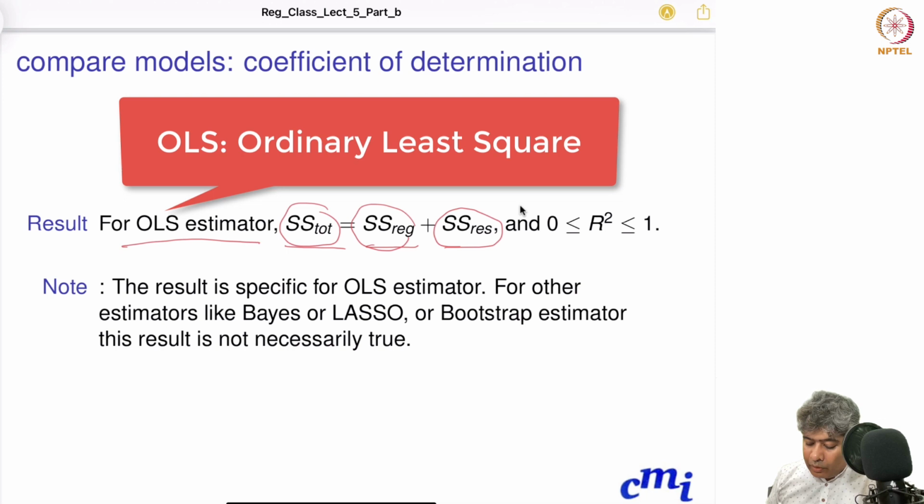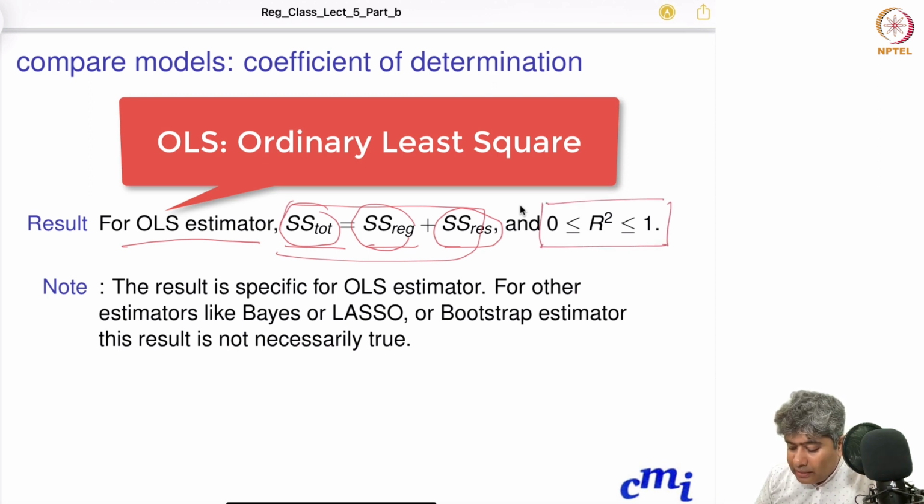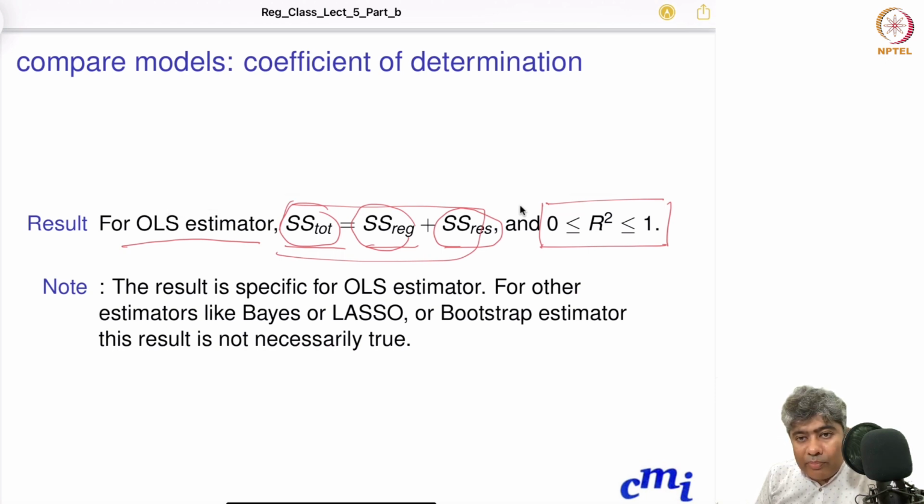Now naturally, this result gives you that R square is between 0 and 1. This is what we typically know in the popular context of analytics, that R square always has to be between 0 and 1. Yes, but it is true only for the OLS estimator. This result may be violated for other kinds of estimators.